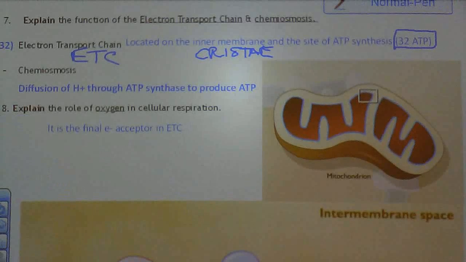The role of oxygen in cellular respiration. Here's why oxygen is so important for our bodies, probably the number one reason: it is called the final electron acceptor in the electron transport chain. The final electron acceptor, and when you see the process, that'll make a little bit more sense.